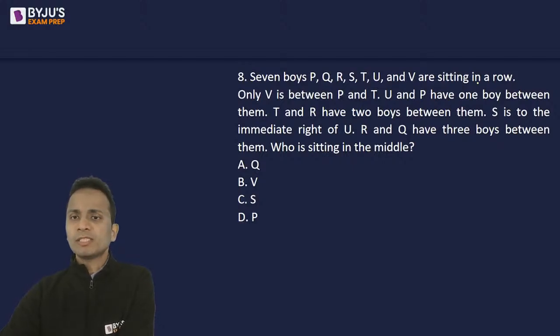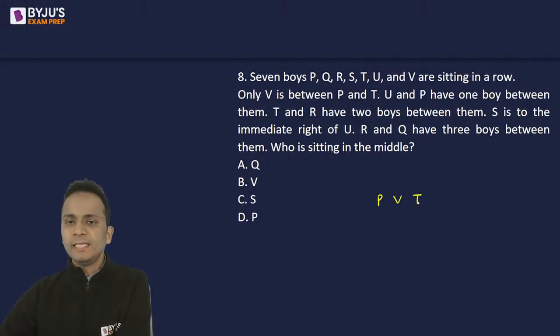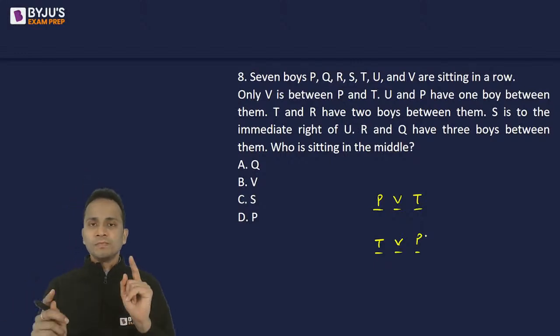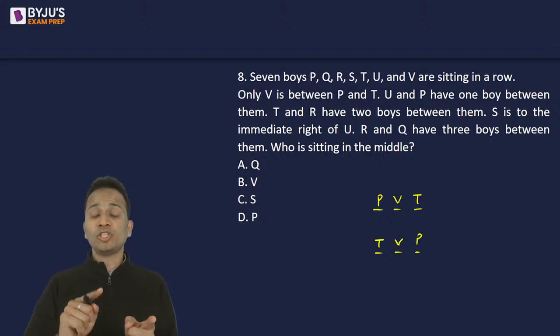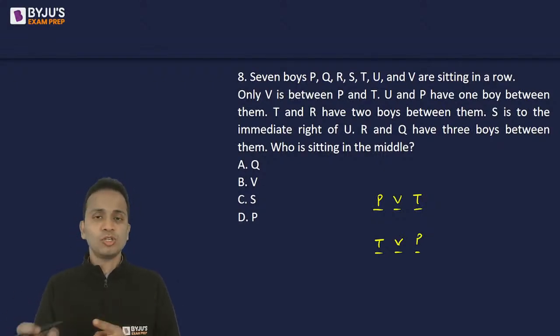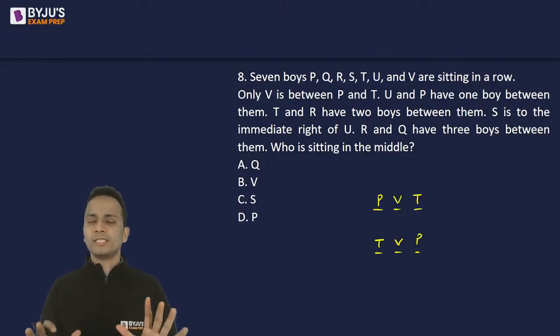Now, seven boys sitting in a row. First statement, only V is between P and T. So there can be two possibilities, P, then V, and then T, or P and T can interchange their places. It can be T, V, and P. All right, it can be like this because I'm not sure about the relative position of P and T, who is on the left, who is on the right. So I will consider both the cases.